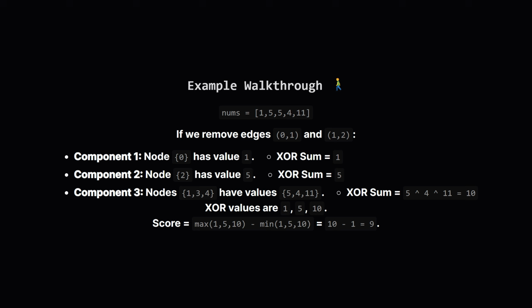The third piece is everything else, nodes 1, 3, and 4, all still connected. Their values are 5, 4, and 11. If we XOR those together we get 10. So our 3 component values are 1, 5 and 10. The largest is 10, the smallest is 1. The score is 10 minus 1, which is 9. Our goal is to find if there's a different pair of cuts that gives an even smaller score.